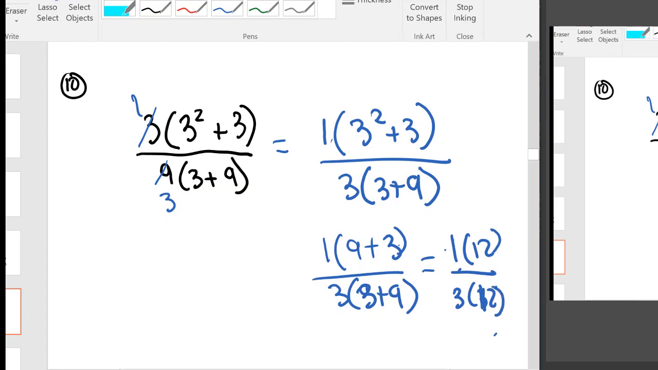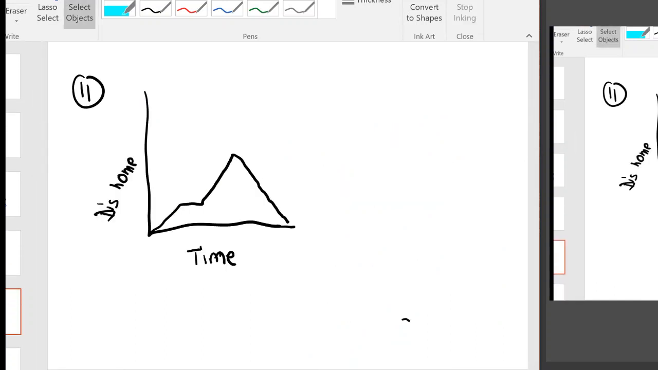Okay, so then I have 12 over 36, which is just 1/3. All right, that one was simple enough. Moving on, 11. This one is probably the easiest question on there, but it only is easy if you can understand the graph itself.